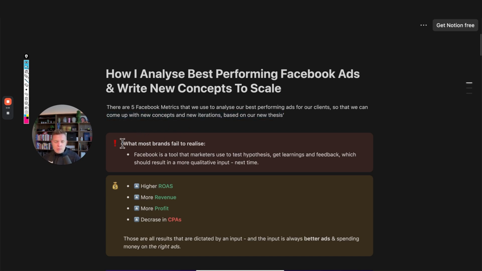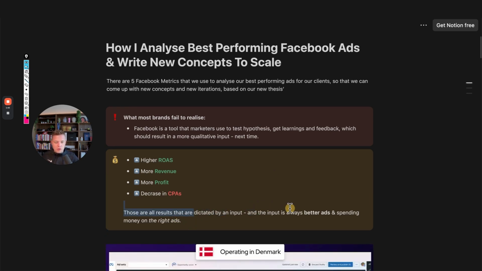With that out of the way, what most brands fail to realize is that Facebook is a tool that marketers use to test hypotheses, get learnings, and get feedback on their hypotheses so that they can come up with a more qualitative input next time they create ads. So that they're constantly trying to create ads that perform better and better. The frame of mind that we have when we're utilizing Facebook is that the outcome is always that we can drive more scalability to a business, but the input is always, as I say here, better ads. Because higher ROAS, more revenue, more profit, lower CPAs, all of this is always an output to an input.